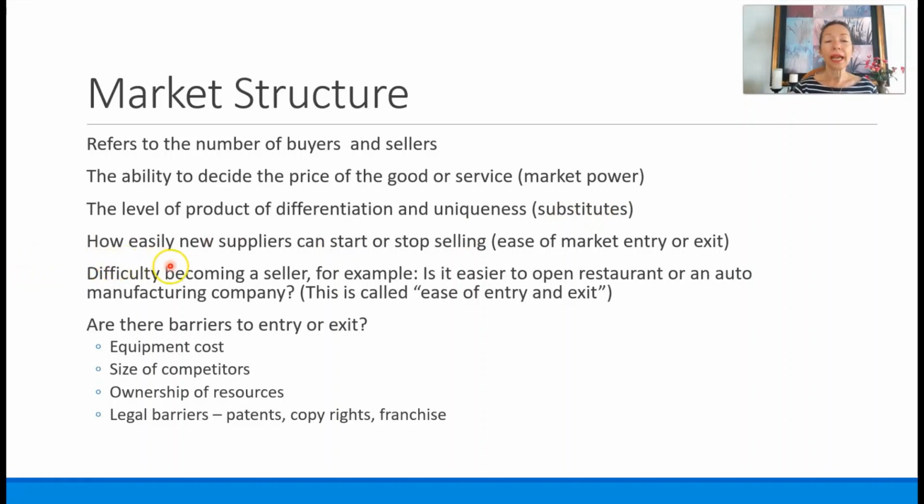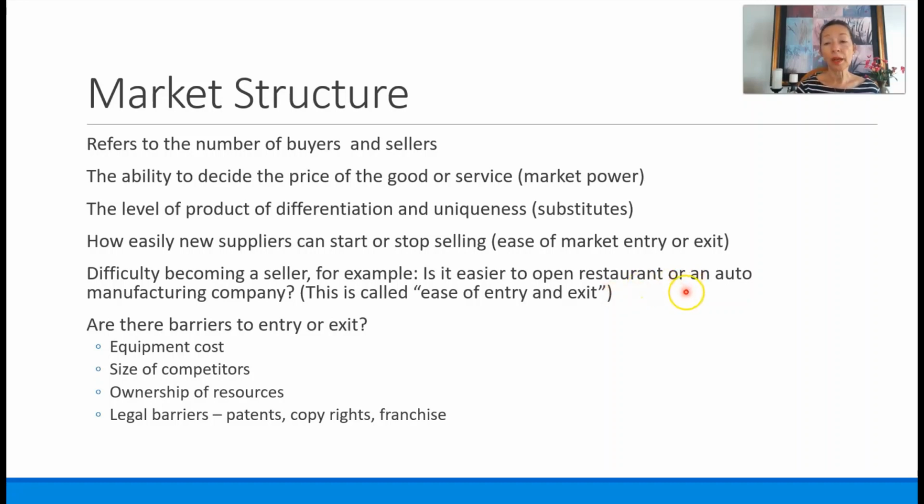A fourth thing that we look at is how easy it is to get into this industry or how easy it is to get out of the industry. We call this ease of market entry or exit. And so, for example, when I say ease of entry, what I'm referring to is how hard is it to start a business? So, for example, if you're going to open a restaurant, that's pretty easy compared to other types of businesses. You need your building, you need your food permits, probably a few licenses, and you're on your way.